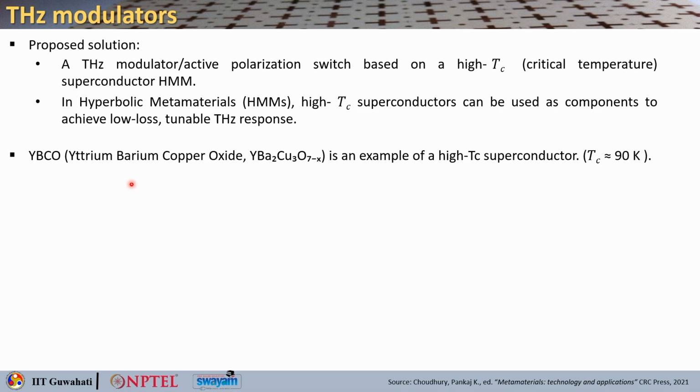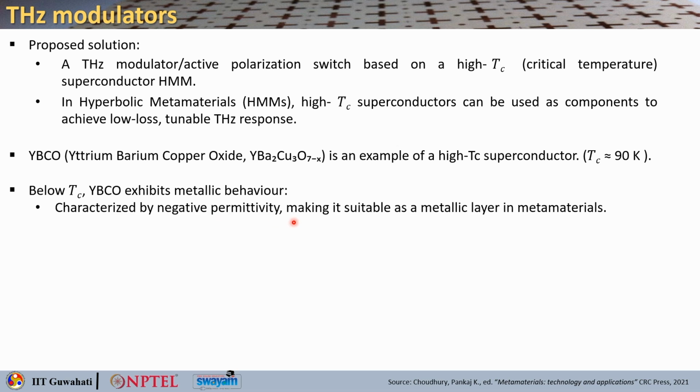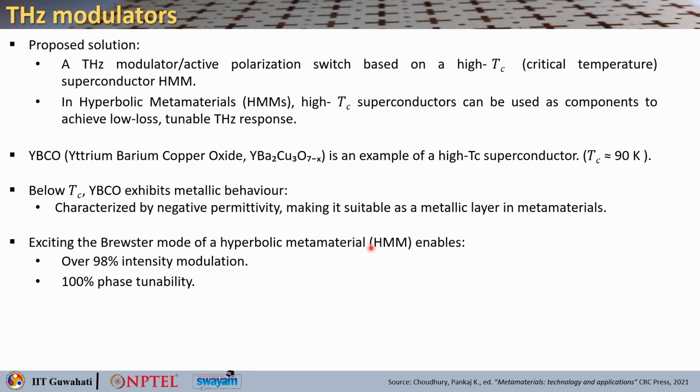One example of this kind of high critical temperature superconductor, which has a TC of around 90 Kelvin, is YBCO, yttrium barium copper oxide. This is the chemical composition of that. So, how does it work? Below this critical temperature, YBCO exhibits a metallic behavior that can be characterized by its negative permittivity, making it suitable as a metallic layer in the metamaterial. In that case, it can also excite the Brewster mode for this hyperbolic metamaterial, and that can enable over 98% intensity modulation and 100% phase tunability.